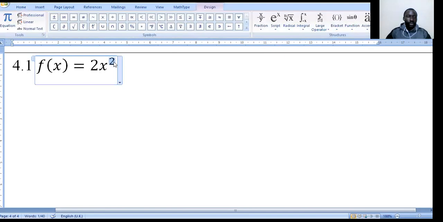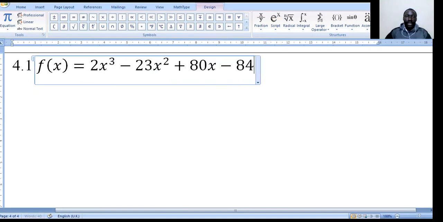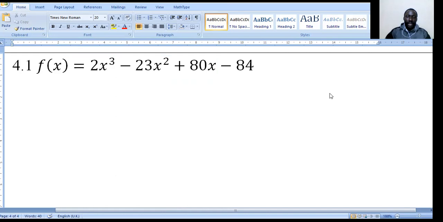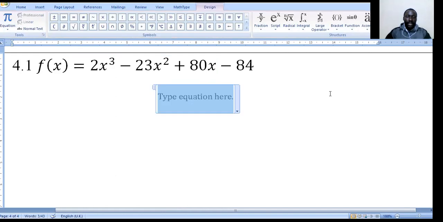minus 23x squared plus 80x minus 84. That's what we have been given. The additional expression given here is x minus 2, and what we are supposed to do is to prove that x minus 2 is a factor of the function.